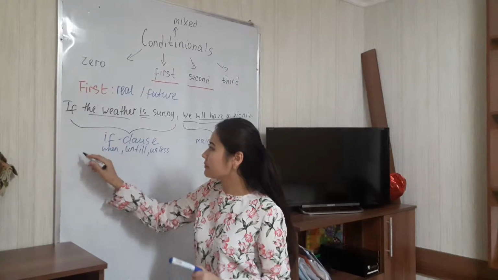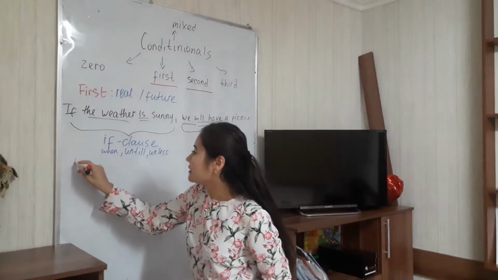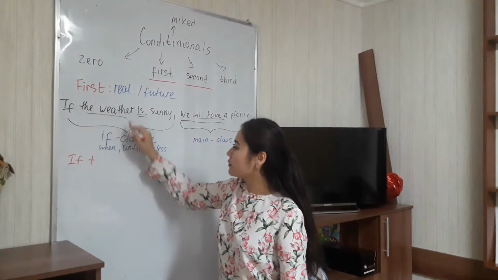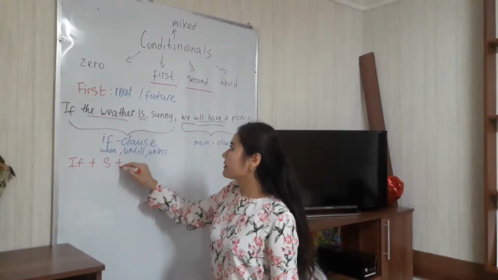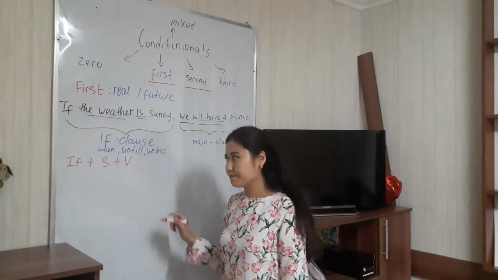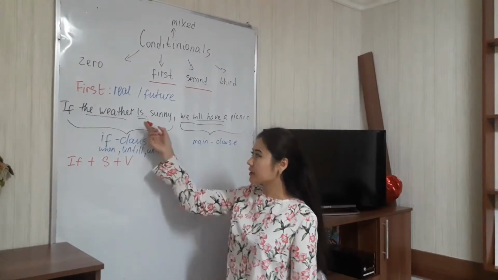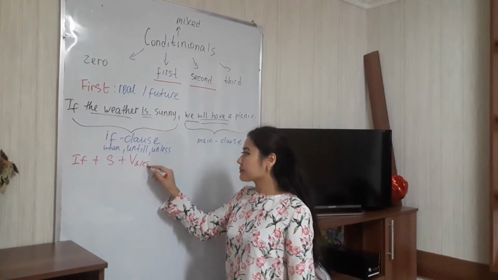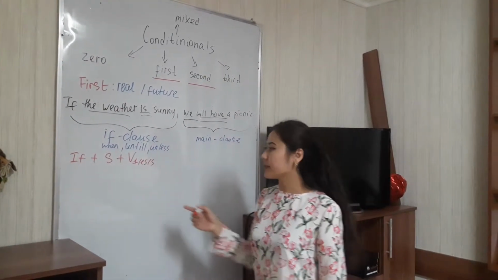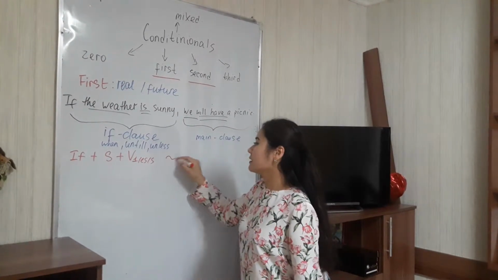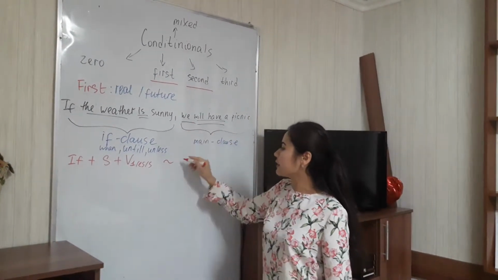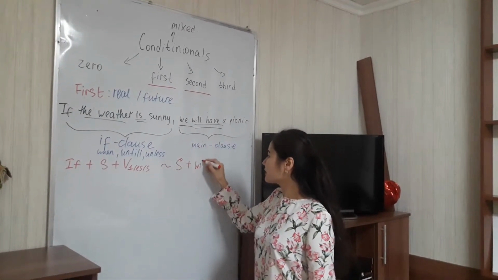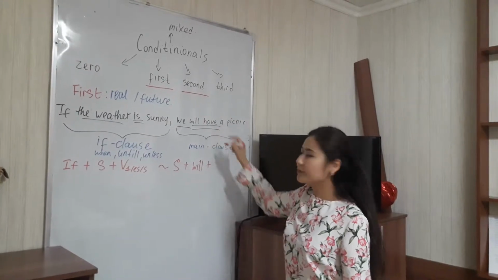So in the first, let's check with red. If plus the weather is subject, then is, this is verb. The verb, as we can see, is verb 1 with s or es ending depending on the subject. The second part, we, this is subject, then will, auxiliary verb, and verb 0.